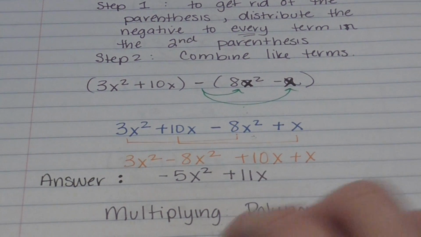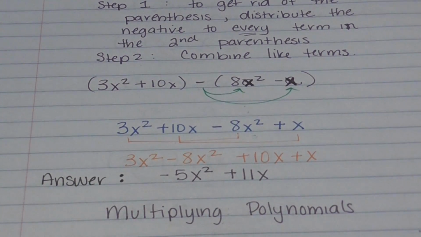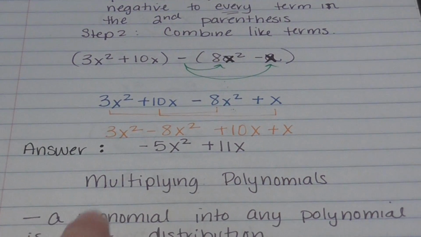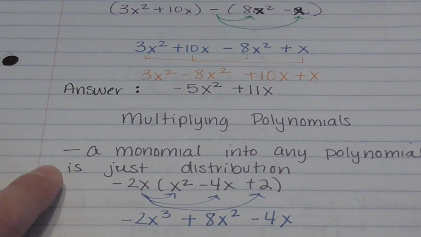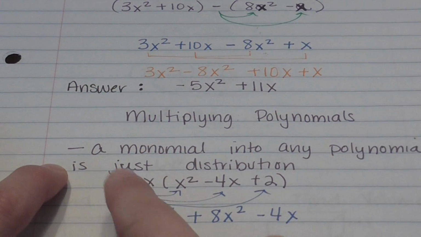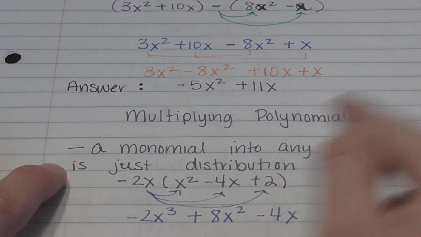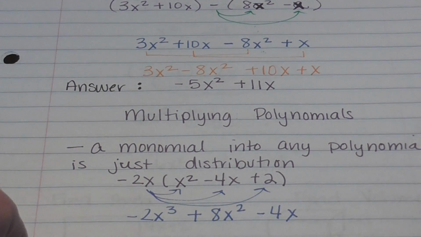Alright, so to multiply polynomials: when you're multiplying a monomial into any polynomial, that's just distribution. You've already done that a whole bunch of times before. You take what's outside of the parentheses and multiply it times every piece inside of the parentheses.